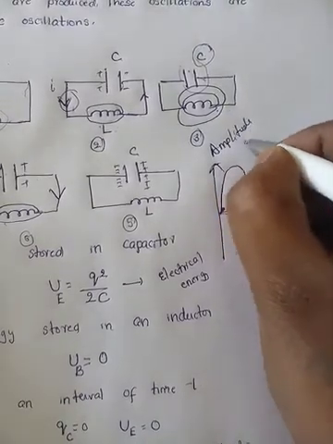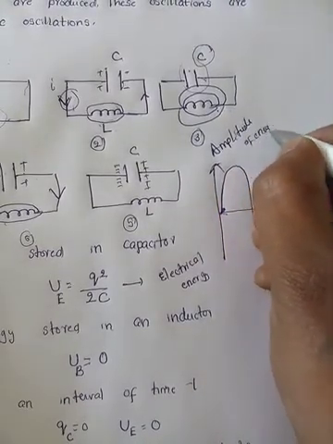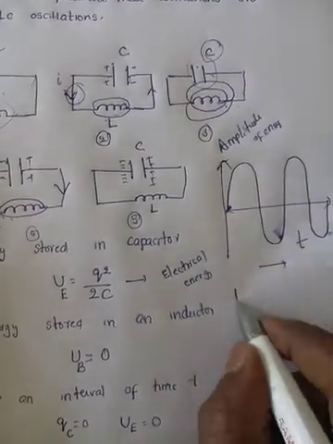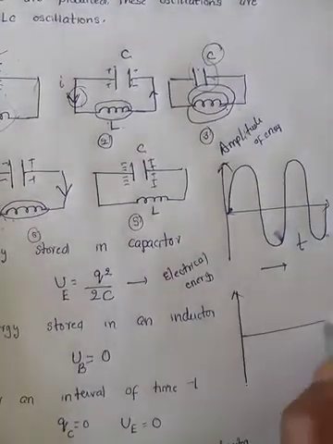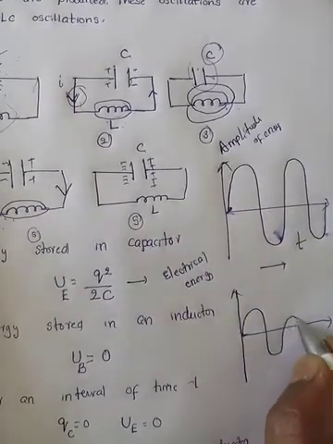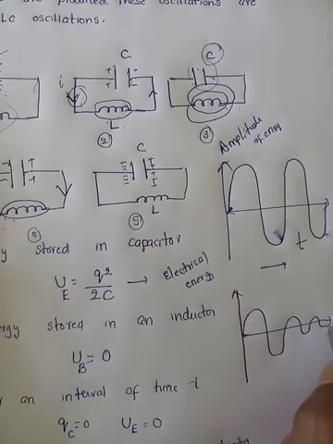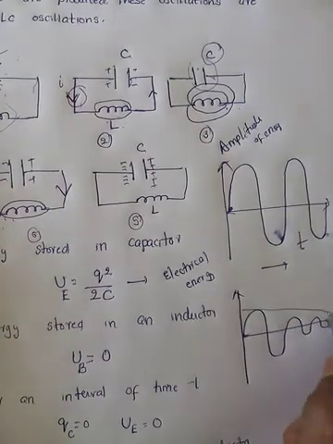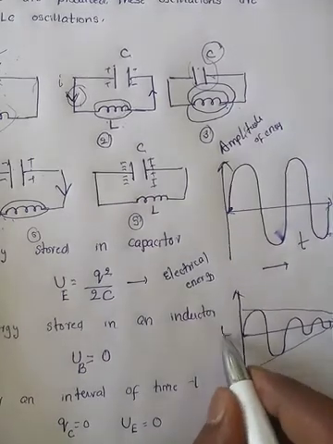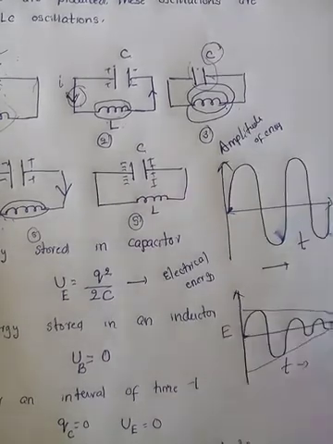Amplitude of energy. But these are not ideal. So what happens? For each and every cycle, because of heating, the current starts to flow, and the amplitude of oscillation goes on decreasing. We get damped oscillations. This is reality, this is ideal.